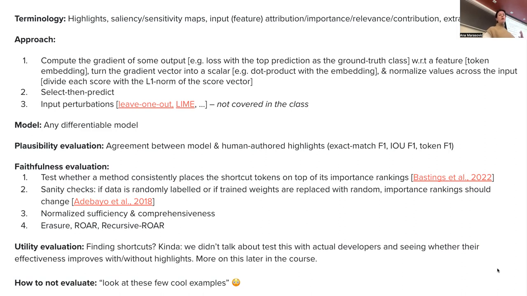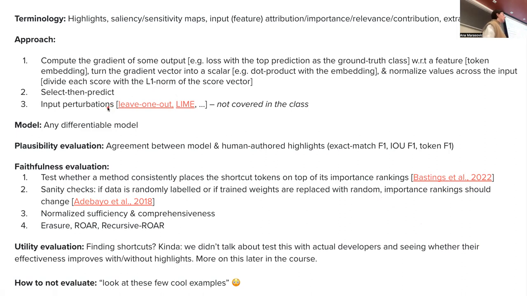We have input attribution, importance, relevance, contribution, or the select and predict highlights are called extractive rationales too. So when you are doing a literature review, just searching for highlighting won't do it. You need to really go and search all of these different terms. We have talked about computing gradients, select and predict.